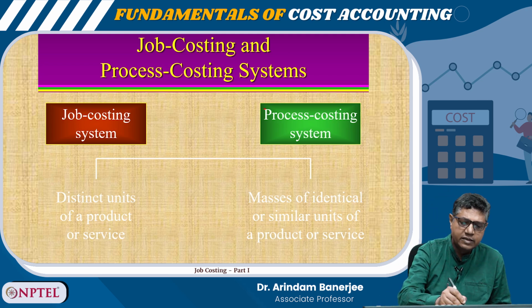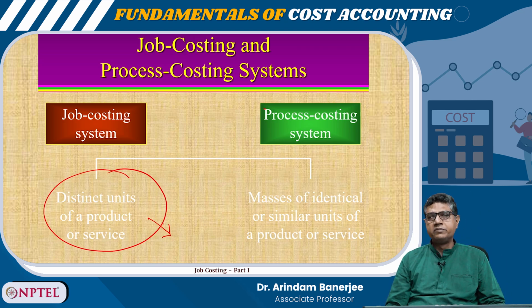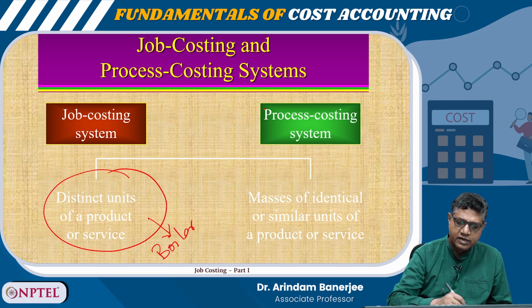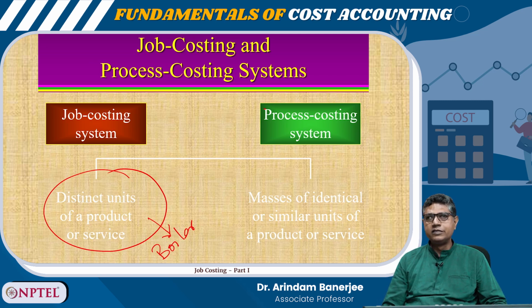In the job costing system, the units are distinct. For example, a company like BHEL, Bharat Heavy Electricals Limited, can get orders for manufacturing boilers. For each customer, the requirement, the specification of boilers, and the end use of the boilers may be different, and BHEL can make them on a job order basis. In such a case, to calculate the cost of each boiler, they have to follow the job costing system.